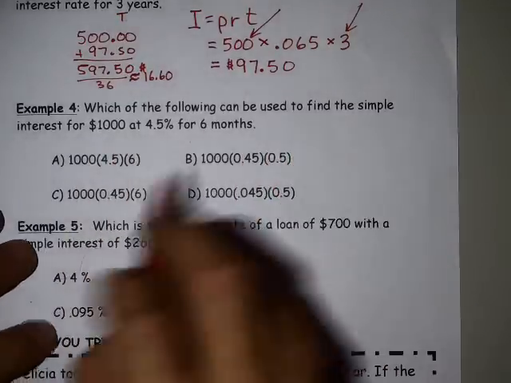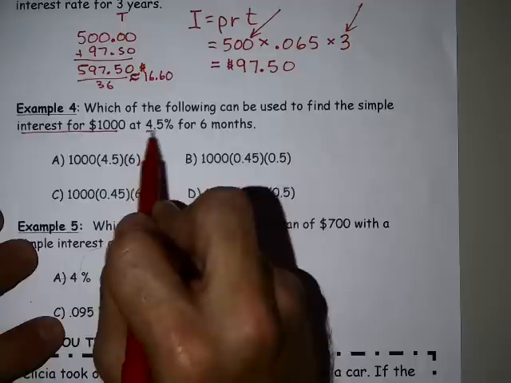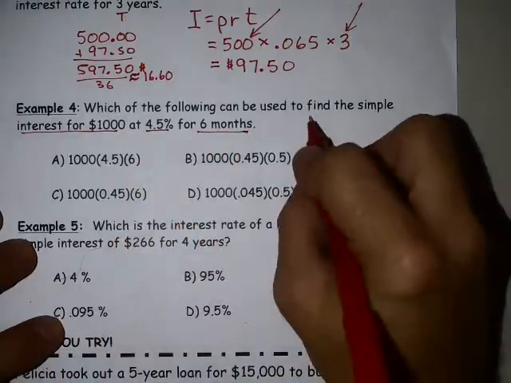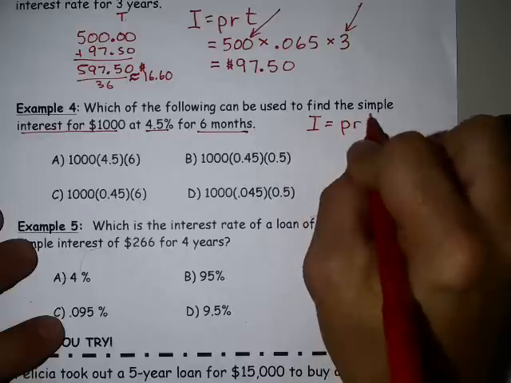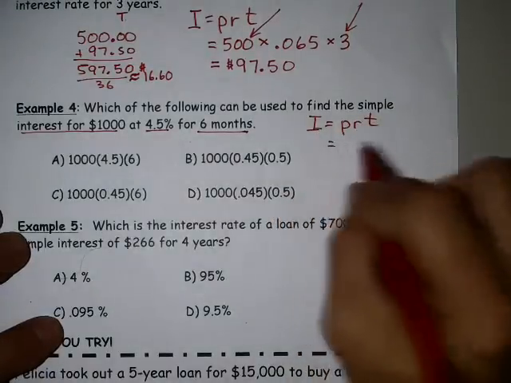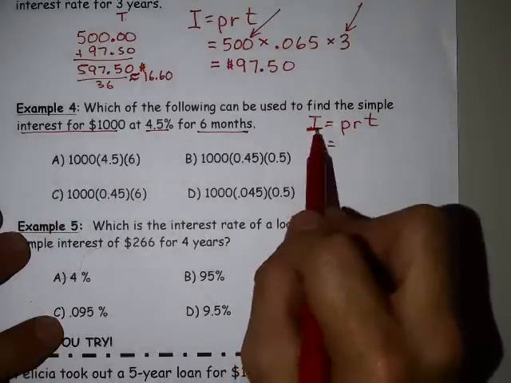Which of the following can be used to find the simple interest for a $1,000 loan at 4.5% for 6 months? Okay. So again, the first thing we want to do is write down our formula. It's just like any other formula. If we write it down, it makes it easier to follow. We want to find the interest, so that means we're looking for the I here.